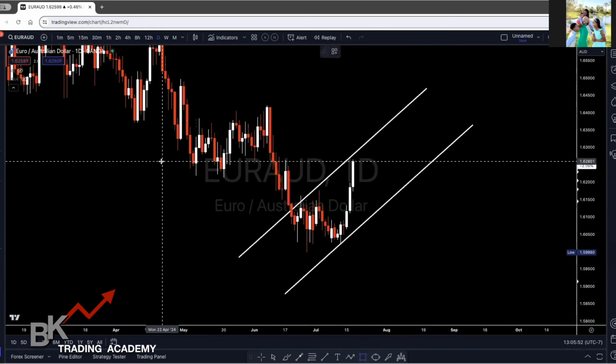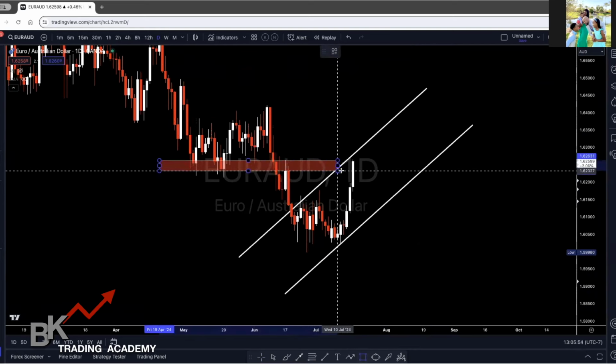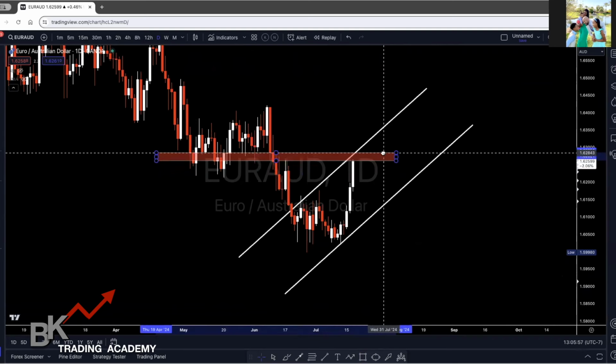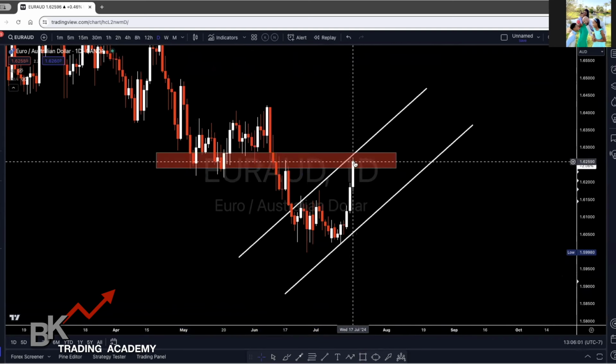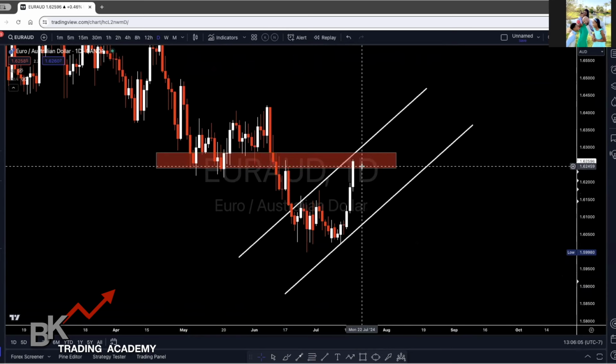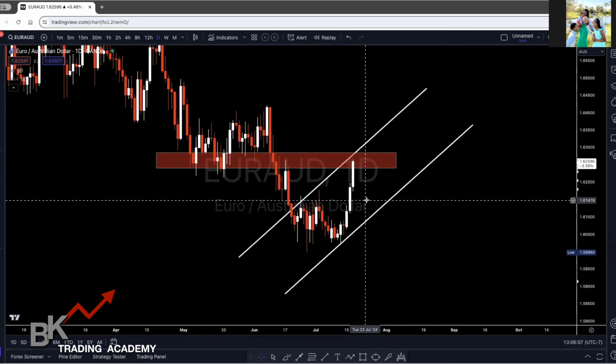So I'm going to go ahead and mark my zone. Here is my previous support slash resistance. We know that this is a reversal area on the weekly time frame. So this is going to be a nice little sell position here where we can possibly enter a short and take this back down to the middle of the channel.